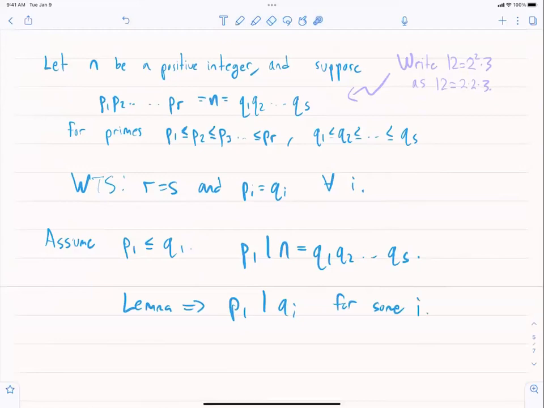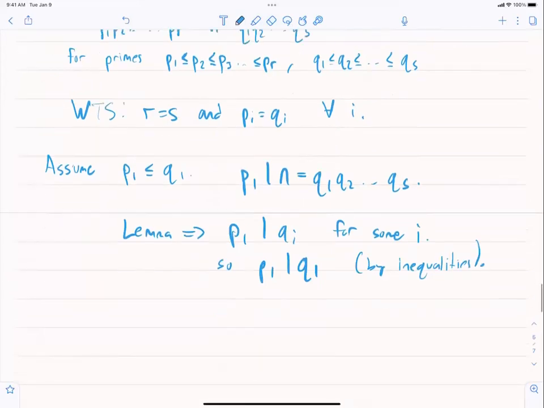Well, but the Qi's are non-decreasing. I assumed P1 is less than or equal to Q1. So the only way you can divide one of them, just by size considerations, is if it divides the first one. And P1 is not equal to 1. So it must be the only other divisor of Q1, because Q1's prime, so the only divisors are 1 and itself. So P1 has to be equal to Q1.